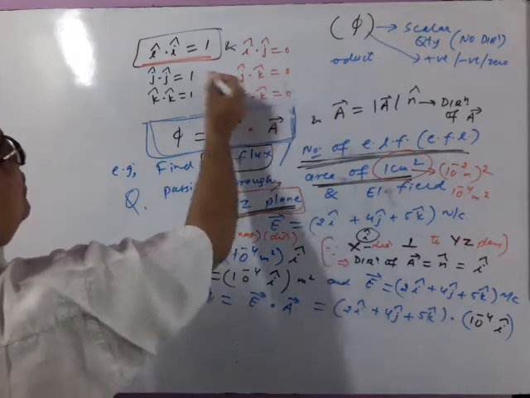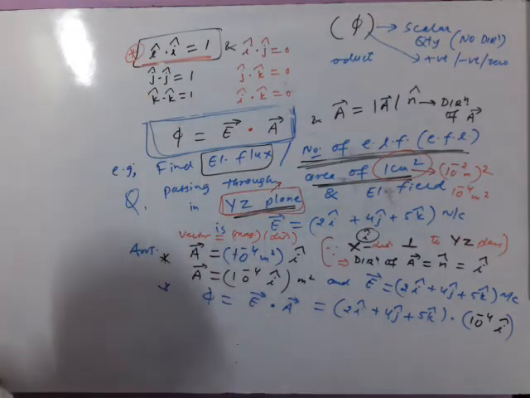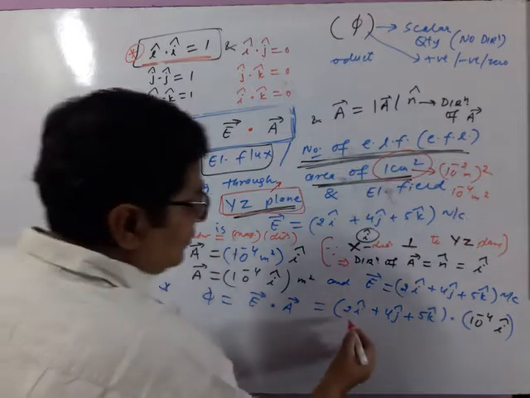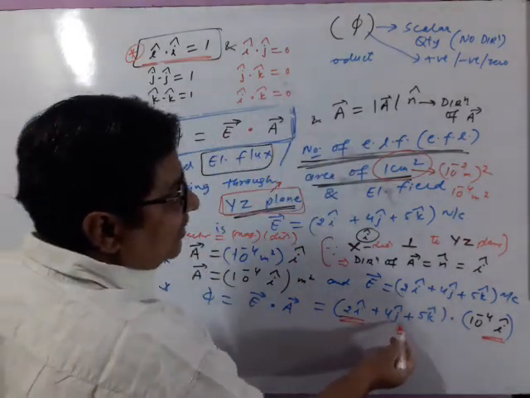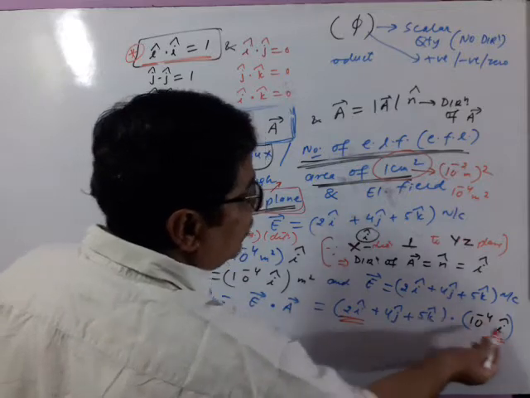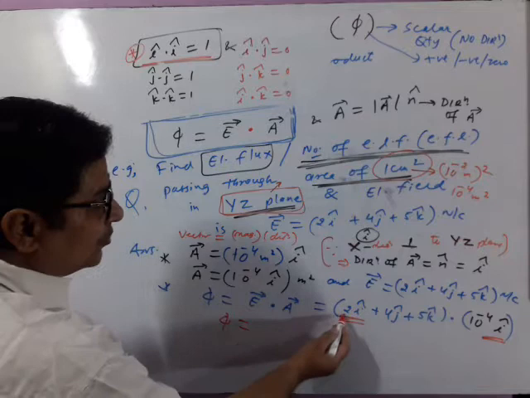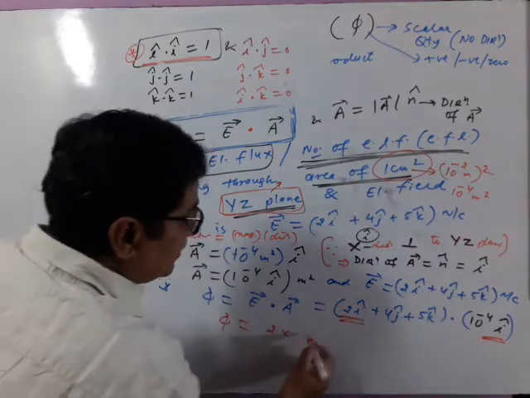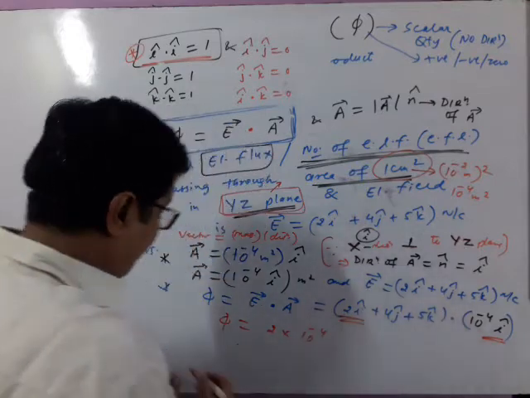No need to remember all. Just remember this: i dot i is 1. This is from the dot product. So this i dot i equal to 1 will give rise to the answer. Otherwise j dot i will become 0, k dot i will become 0. So electric flux will be 2 into 10 raised to the power minus 4 into i dot i, which is 1.